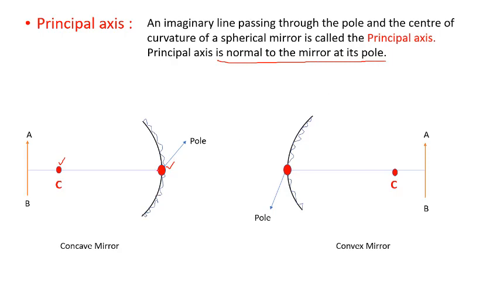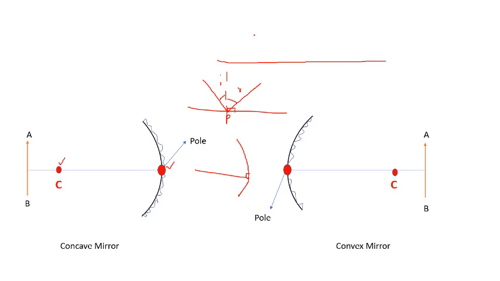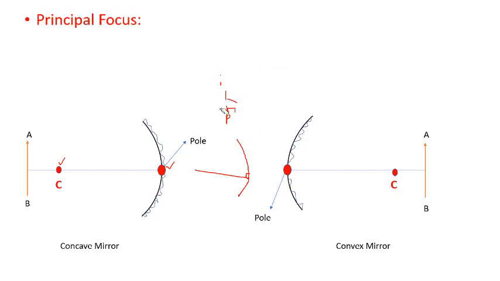Normal to the mirror means at this point, at the pole, it behaves as 90 degrees, meaning it takes the condition of a plane mirror. At this point it behaves at 90 degrees, so it will take all the conditions of the plane mirror. Angle of incidence is equal to the angle of reflection, and the other laws. Now what is principal focus?